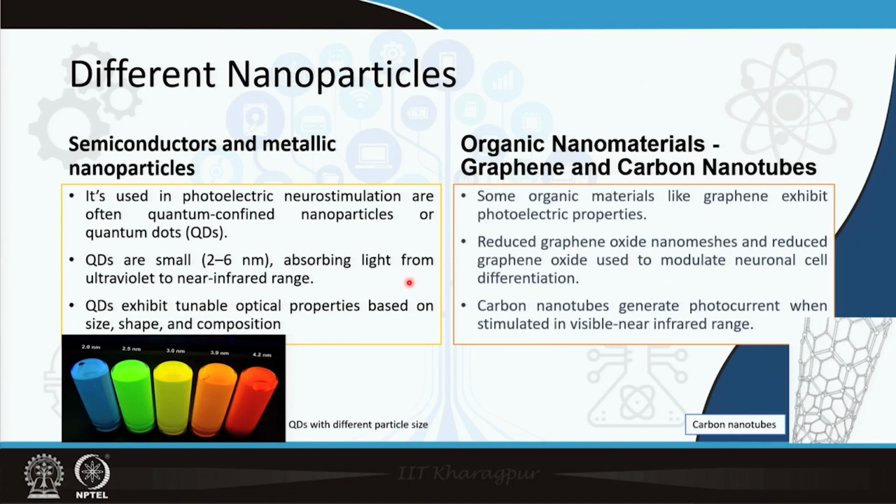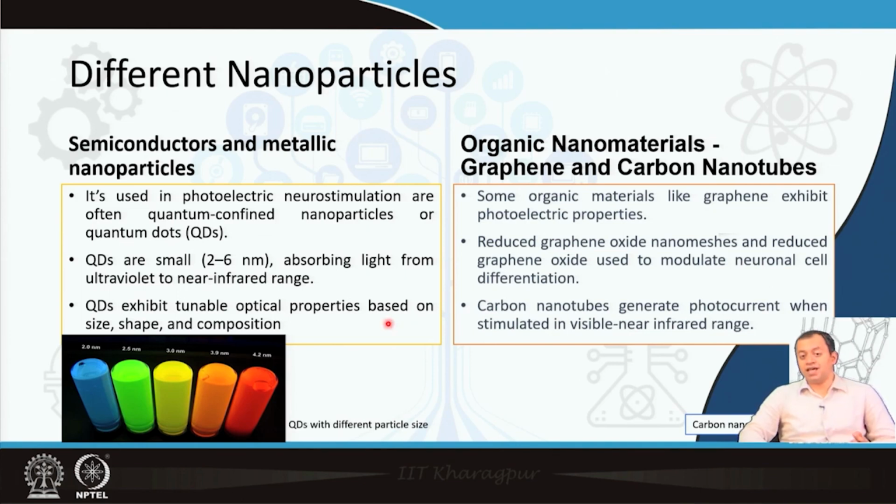There are a plethora of nanoparticles. You have quantum dots, with tunable optical properties. You do not necessarily have to use metals. You can have organic materials like graphene. These days graphene quantum dots are quite popular because they are made up of carbon, and carbon is supposedly more biocompatible, but everything depends on dose, how much graphene you are putting. Reduced graphene oxide nanomeshes are used to modulate neuronal cells. Carbon nanotubes generate photocurrent when stimulated by the visible to near infrared range. So, all of those semiconductor and metallic nanoparticles can be inserted inside.